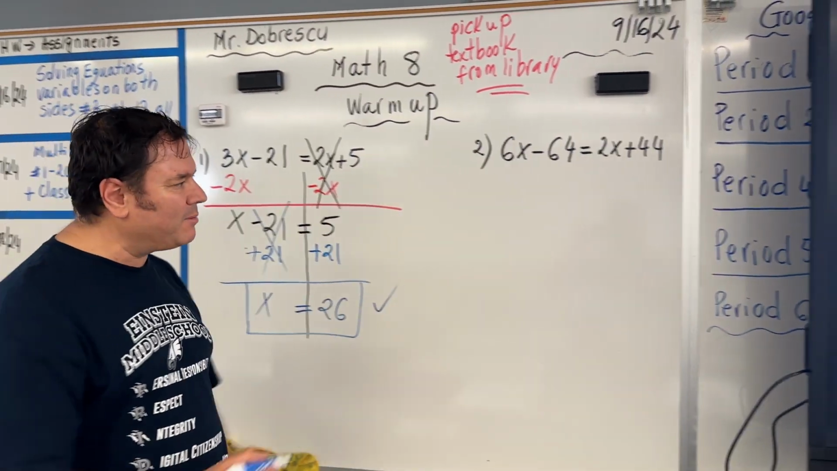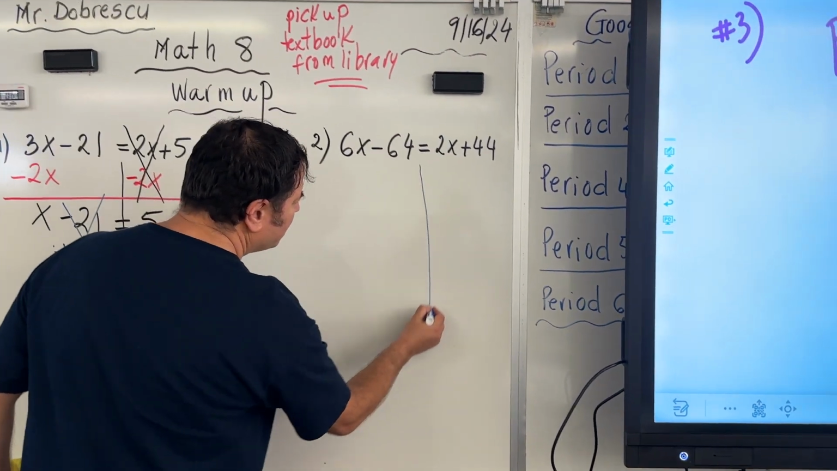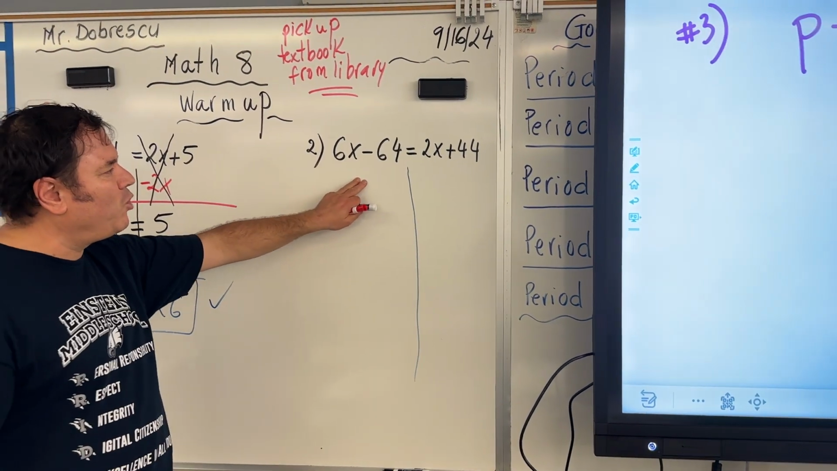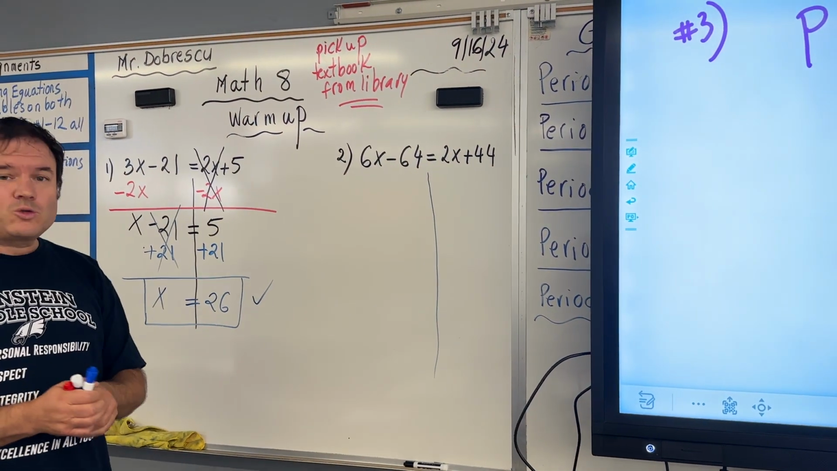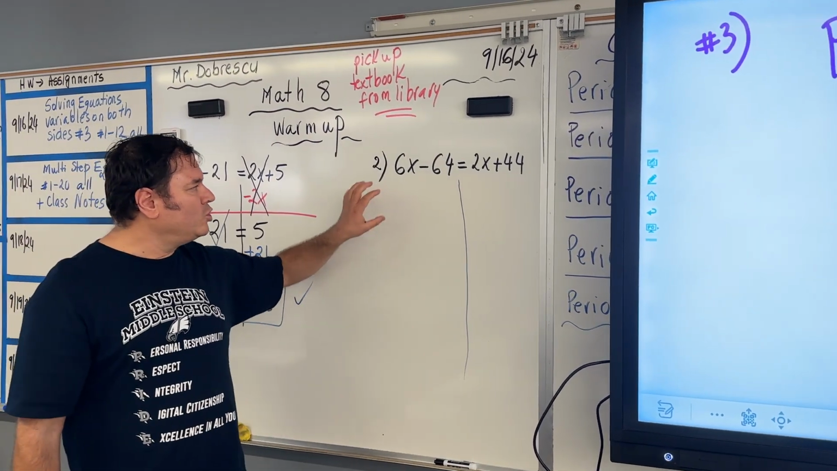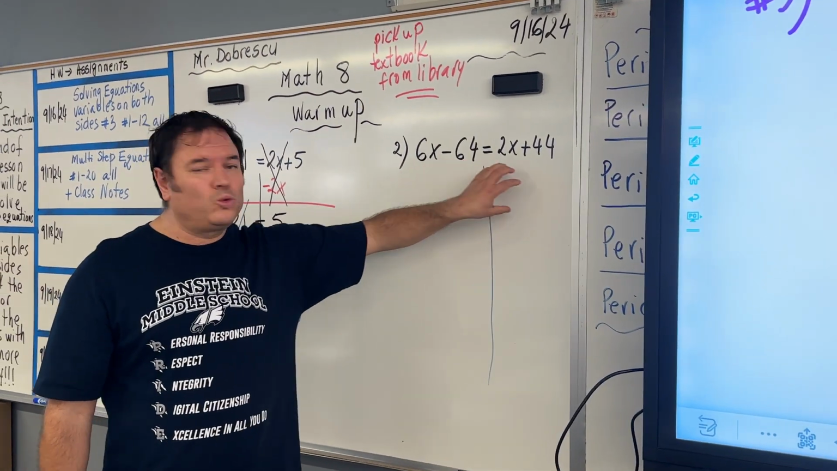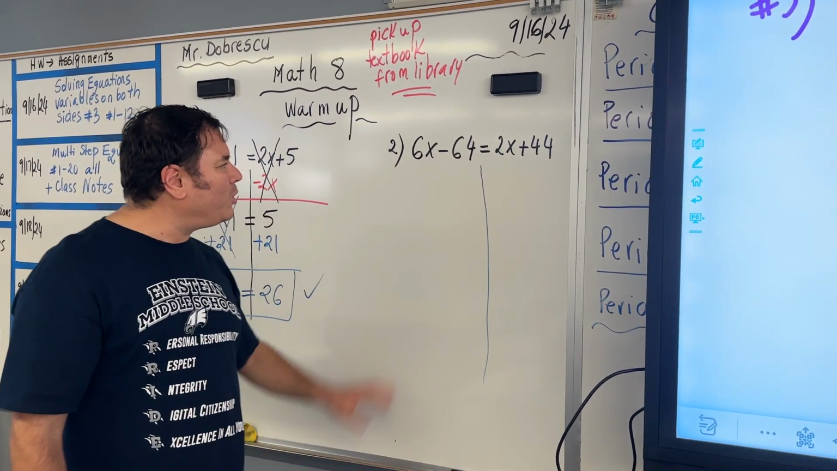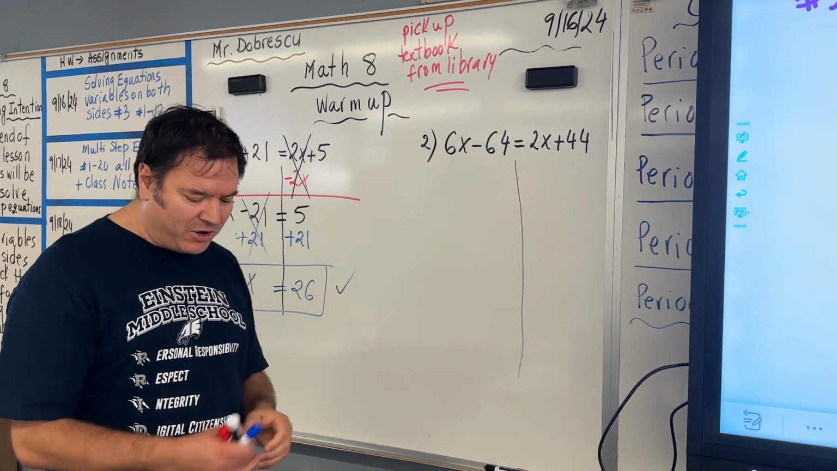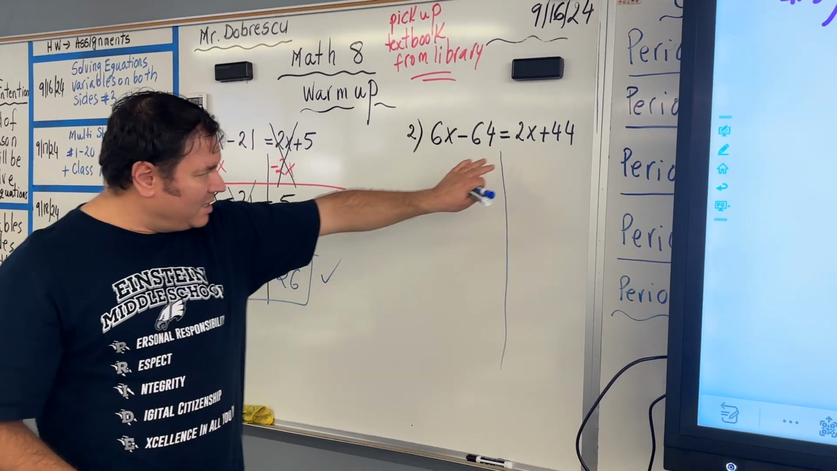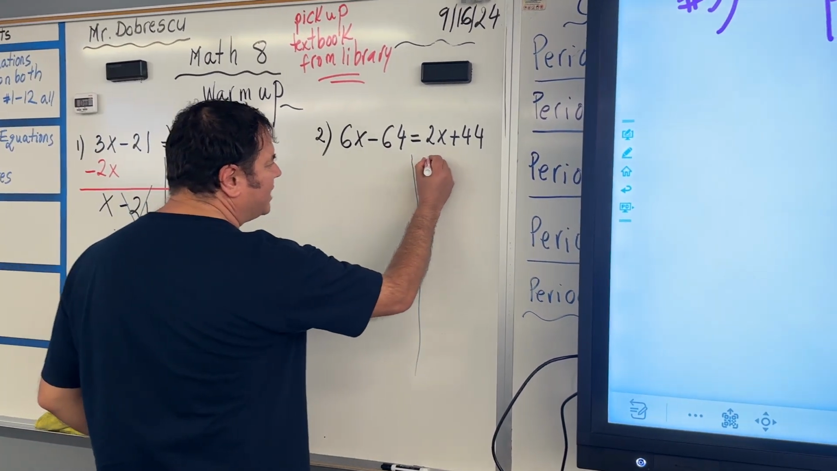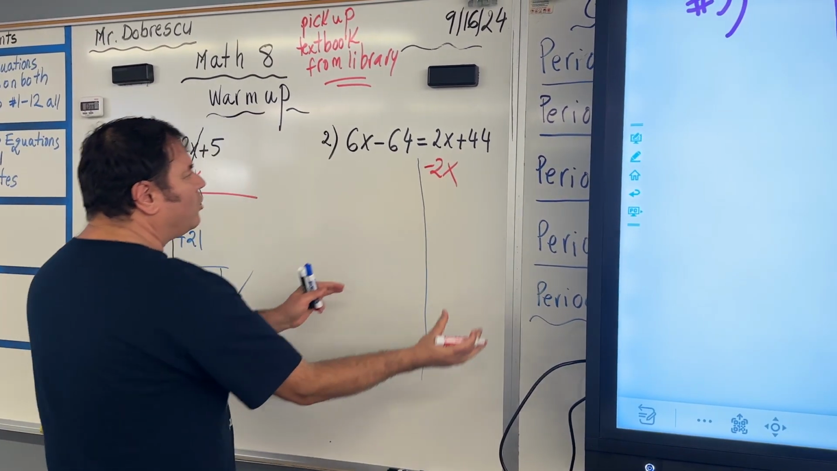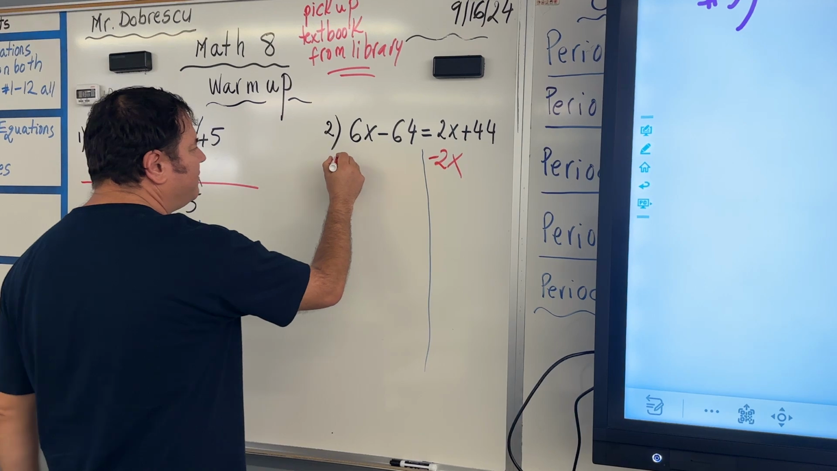Let's look at example number 2. We have 6x minus 64 equals 2x plus 44. Again, the first question would be, what should we do? Should we subtract 6x or should we subtract 2x? What do you think will give us a positive variable? And of course, if we subtract 2x would be better. So let's subtract 2x on both sides in order for us to get all the variables to the left side of the equation.